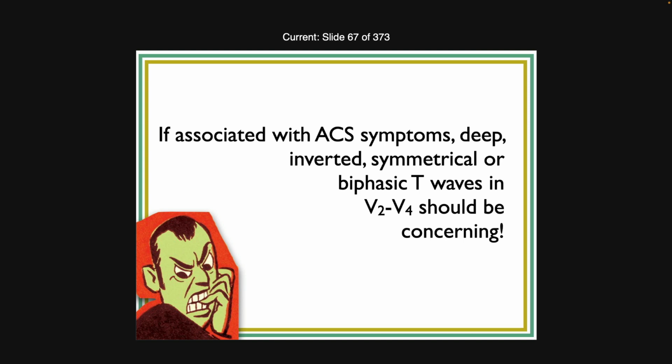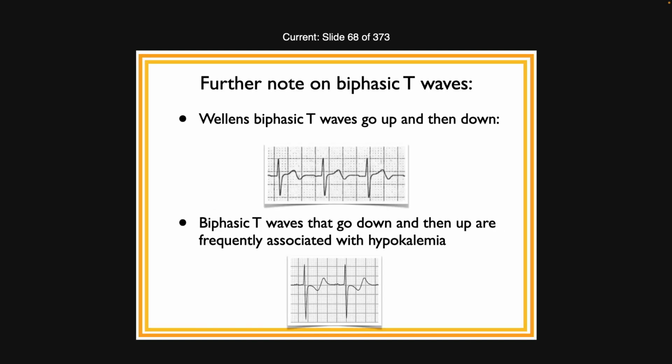Okay, now an important note here on biphasic T's. If you think about it, biphasic can mean two things. It can mean up and then down, it can mean down and then up. Both of them are biphasic. This is Wellens, up and then down. This is not Wellens, down and then up. Down and then up is frequently associated with hyperkalemia, which is a whole different thing. So if you see this, don't say, oh my God, it's Wellens. It's up and then down.